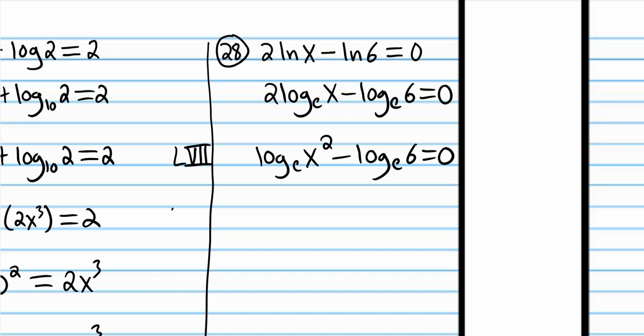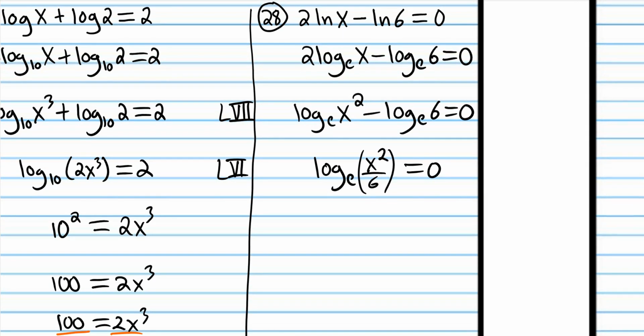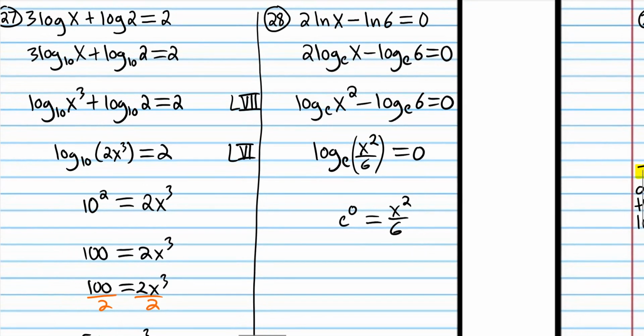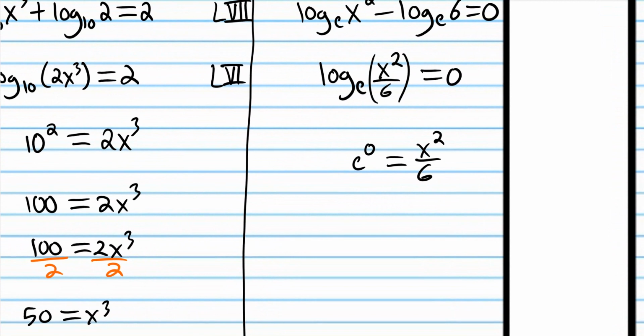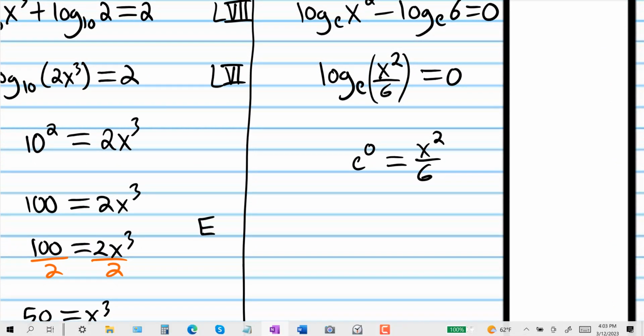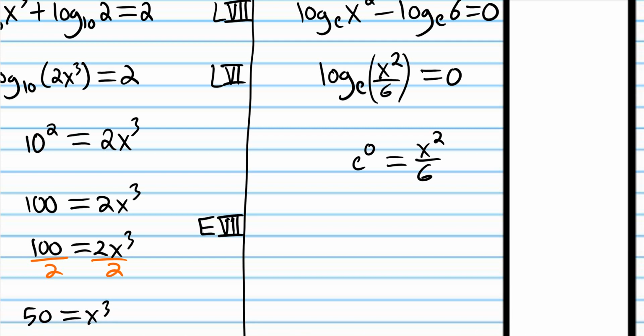And then we're going to use logarithm property 6 because we're subtracting the logarithms. So we have log base e of x squared over 6 is equal to 0. So the base is e, the exponent is whatever the logarithm is equal to, and then we have x squared over 6 on the other side. Now we have to use an exponent rule. Using exponent rule 7, we know that anything raised to the 0 power is just 1.